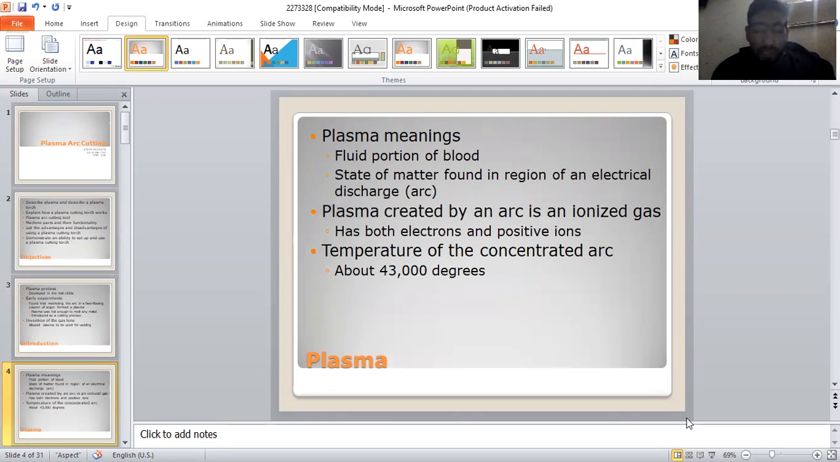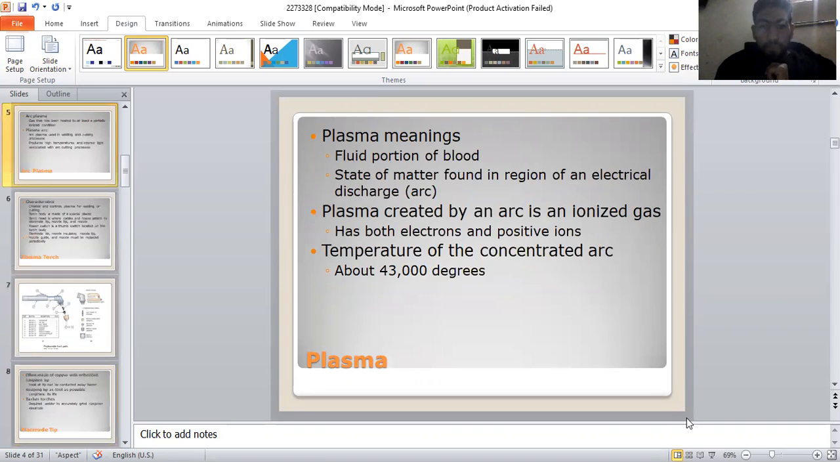So let's discuss the meaning of plasma. First of all, it means the fluid portion of blood, which is of course not our business. The second is the state of matter found in a region of an electric discharge, which is called the arc. Plasma created by an arc of ionized gases has both electrons and positive ions. It has a very high temperature, about 43,000 degrees Celsius. So plasma is something which has a very high temperature.